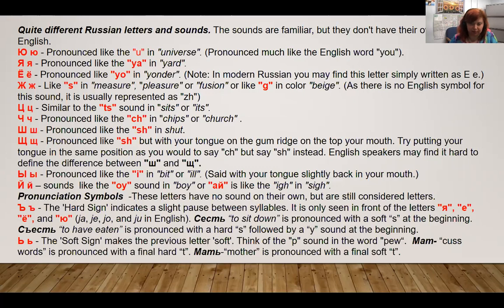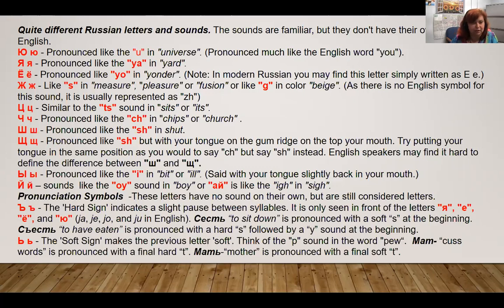Here is an example. Mat is a cuss word. Actually, it's the name for all cuss words. It's pronounced with a final hard T. The word mat', mother, is pronounced with a final soft T. Mat and mat' are two completely different words, and people had better not confuse them.